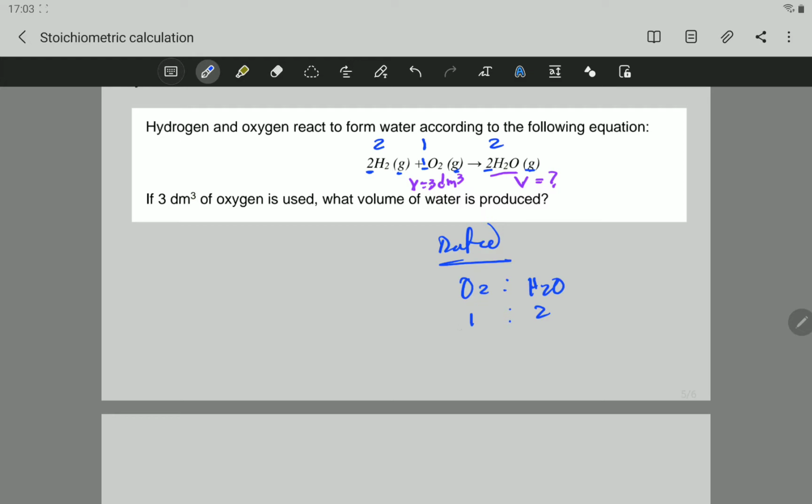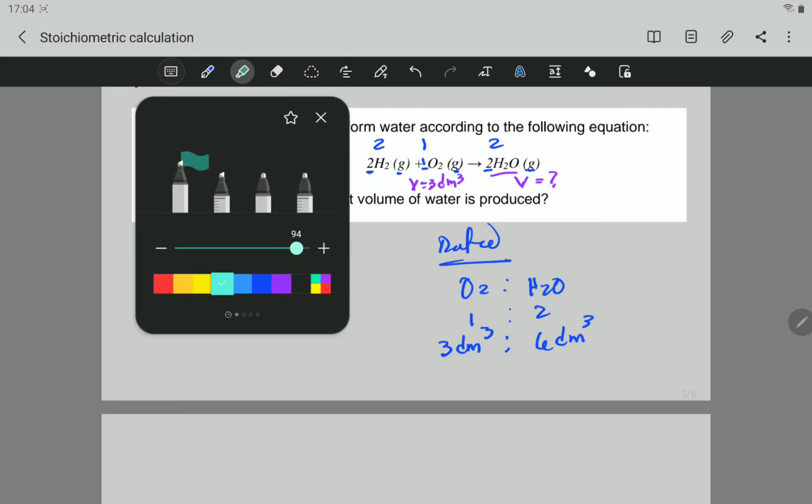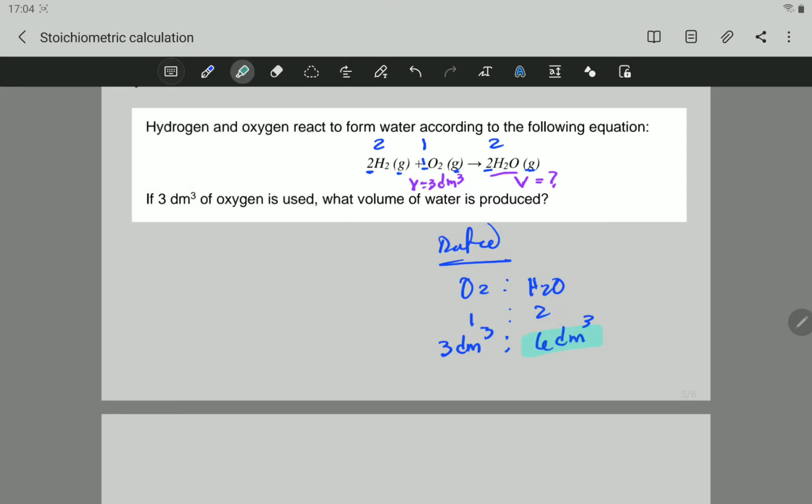So if we have 3 decimeter cubed of oxygen, we can produce double that amount of volume of water, which is 6 decimeter cubed of water. This is cubed, sorry about that. So the answer is 6 decimeter cubed of water. As you see, we can go straight into the ratio.